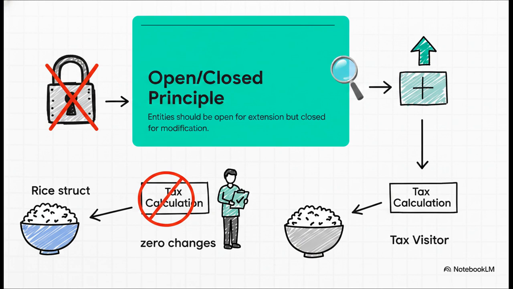Say you want to add a new tax calculation. You do not open up the rice struct to modify it. You leave it closed. Instead, you extend the system by adding a new tax visitor. 0 changes to your existing types.